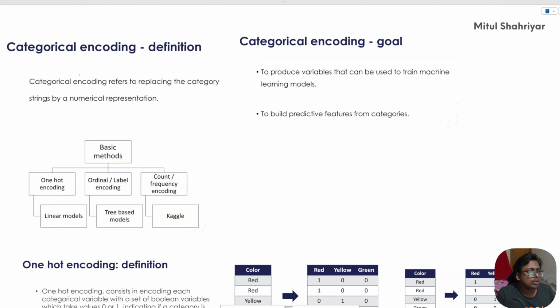So what is categorical encoding as a whole? Categorical encoding refers to replacing the category strings by a numerical representation. If you remember any data set we had, specifically the Titanic data set, categorical data or variables are basically those which had strings, a mix of strings and numbers.